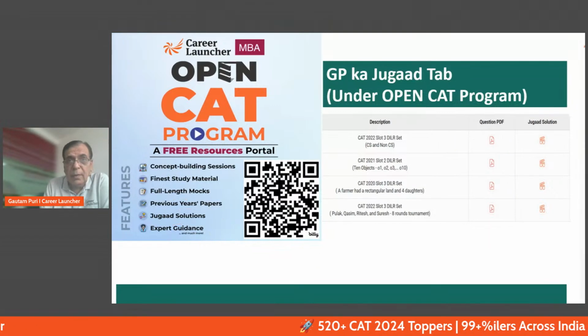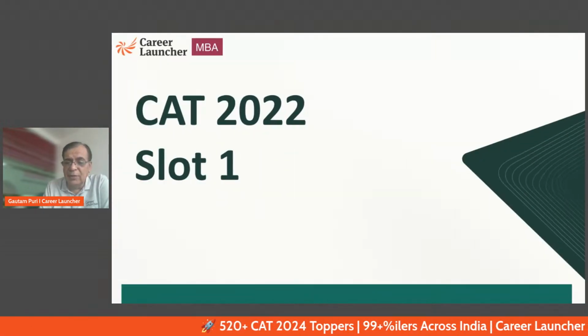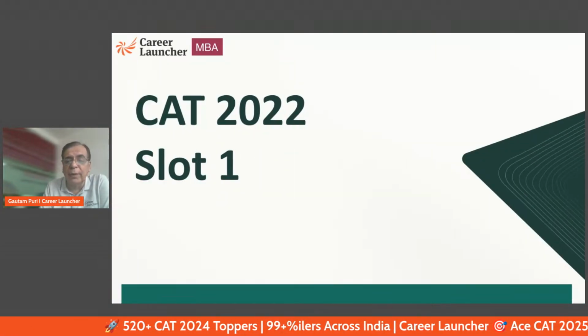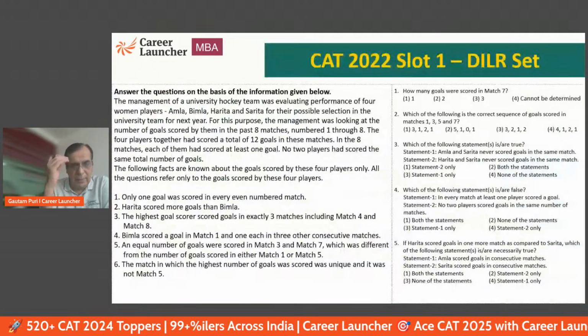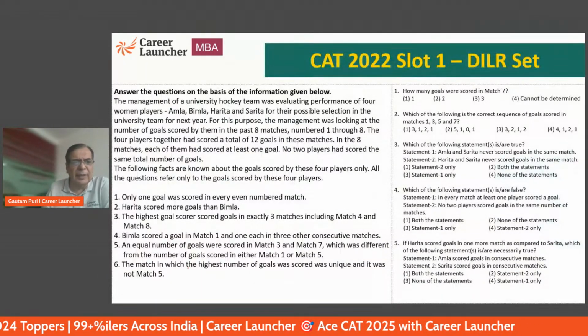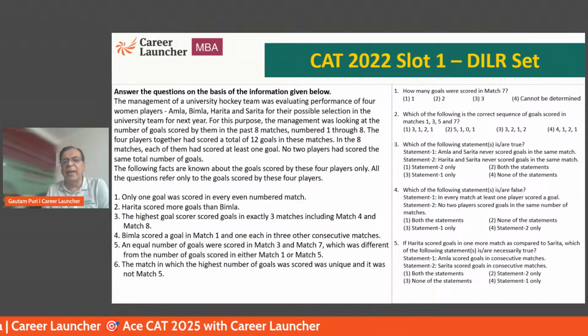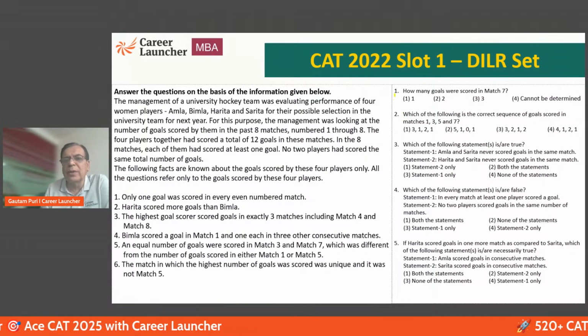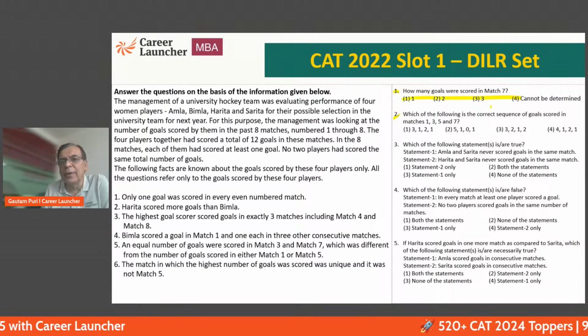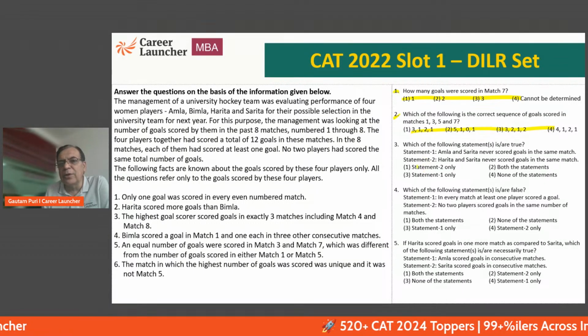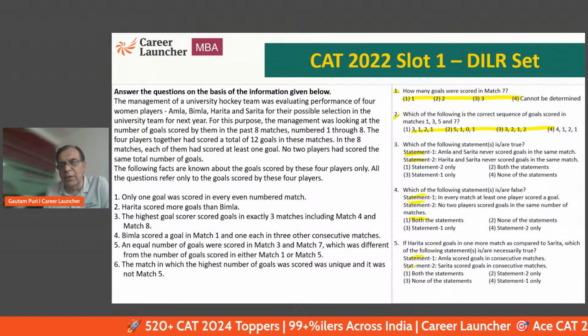Now let's look at the set that we have picked up for today. It's the CAT 22 slot 1 data set. It's a tournament kind of a data set. Let's look at what it says. We can see there are 5 questions. 2 questions have numbers associated with them. 3 questions are statement 1, statement 2, statement 1, statement 2, statement 1, statement 2.